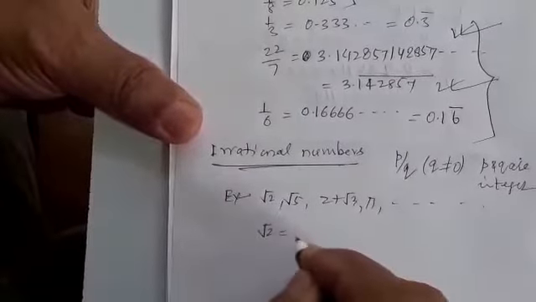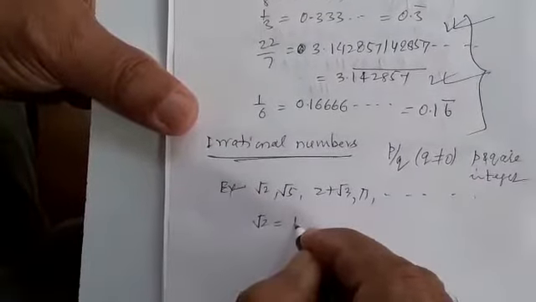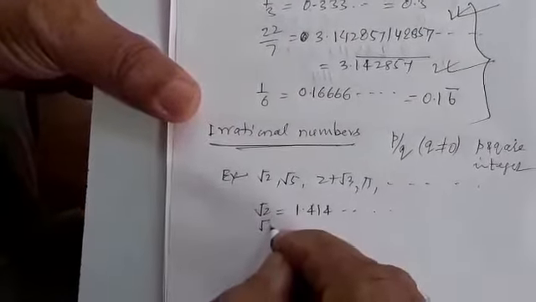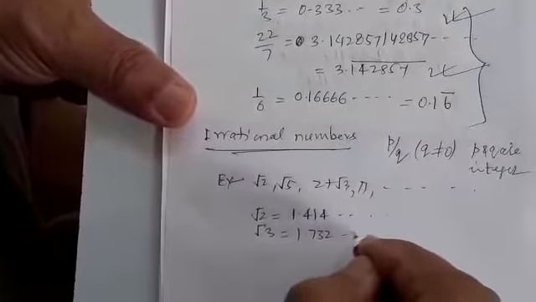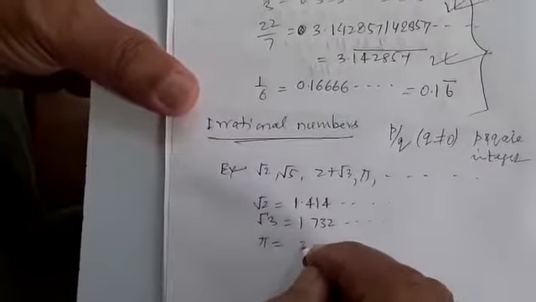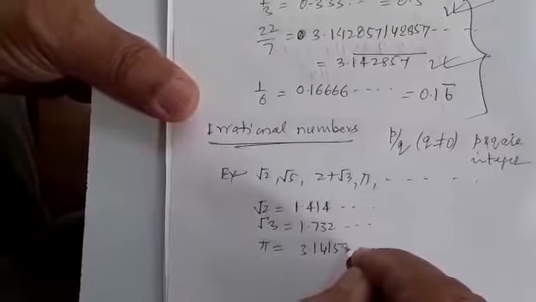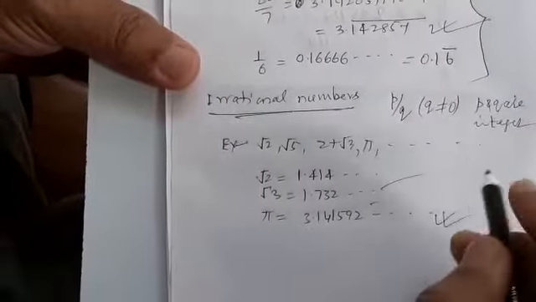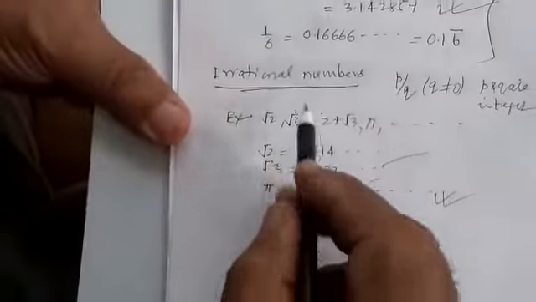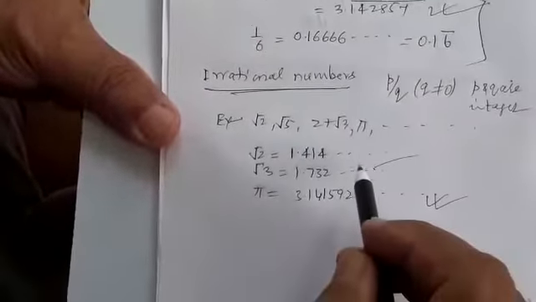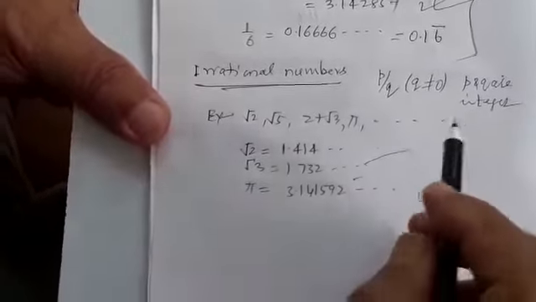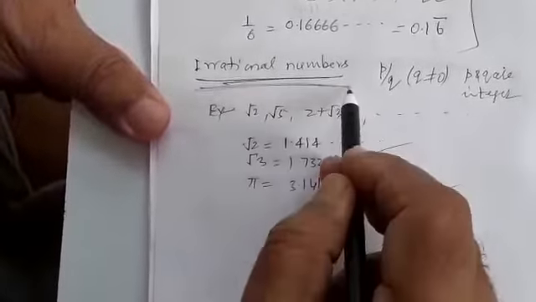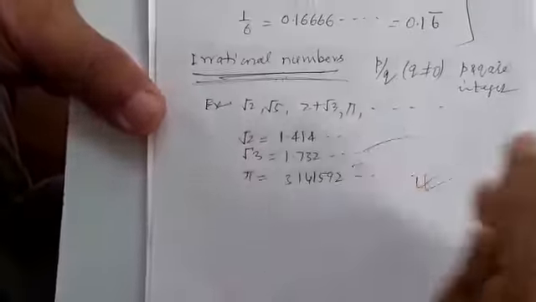Here root 2 can be written as 1.414..., root 3 is 1.732..., pi is 3.141592... So here we are getting that neither they are terminating nor repeating. So we conclude that irrational numbers are those numbers whose decimal forms are neither terminating nor repeating decimal. But remember one thing, all transcendental numbers are also irrational numbers, but all irrational numbers are not transcendental numbers.